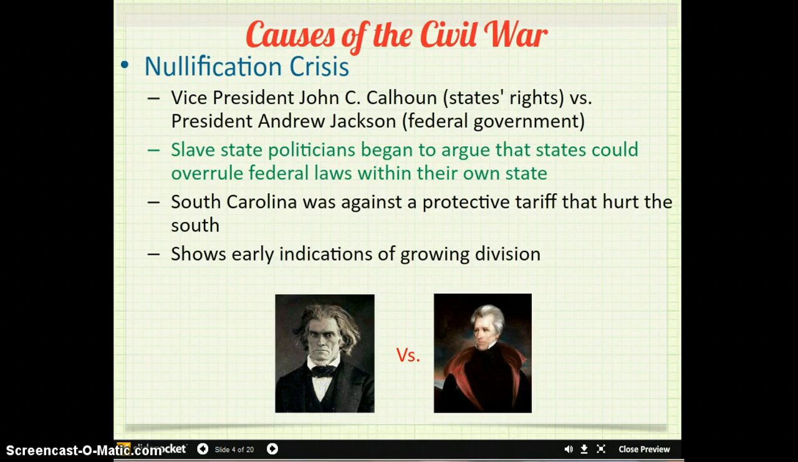South Carolina was the leader in this movement, and they were against a protective tariff that hurt the South and benefited the North. This is important because it showed early indications of a growing division between the North and the South.